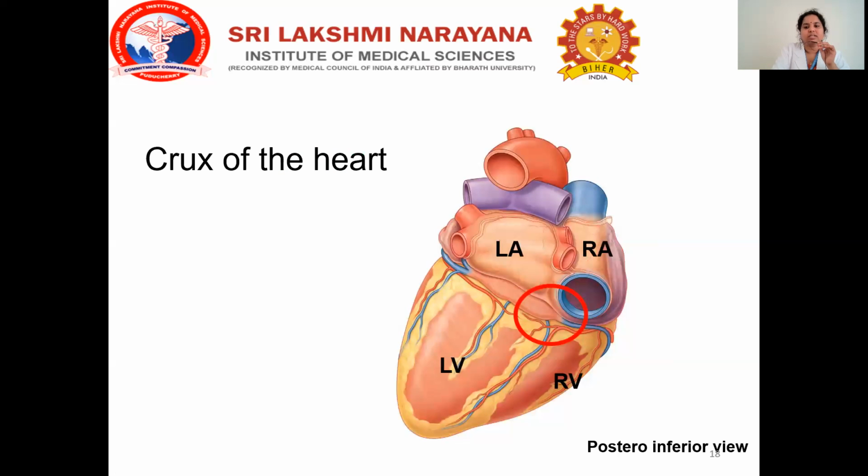Crux of the heart. The crux of the heart is observed in the posterior inferior view. It is present at the junction between the base and the inferior heart surface. The crux of the heart denotes the meeting point of the interatrial septum, interventricular septum, and atrioventricular septum on the posterior aspect.